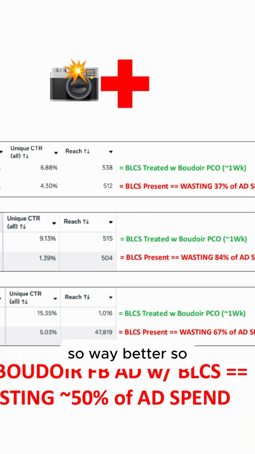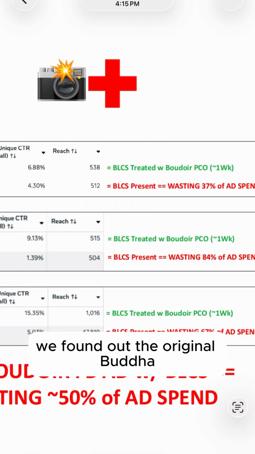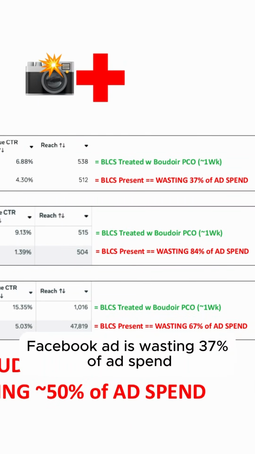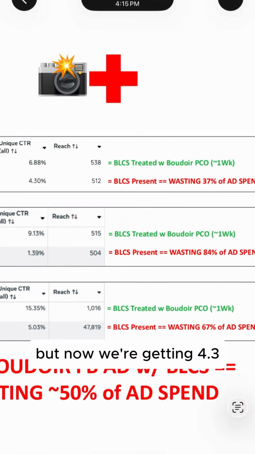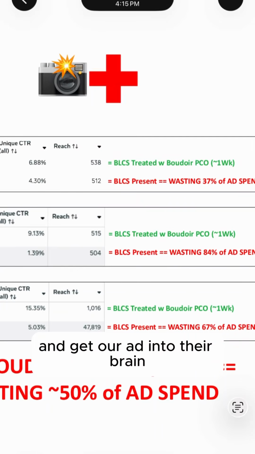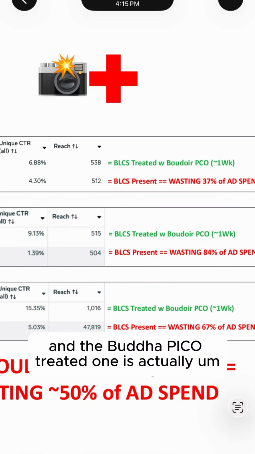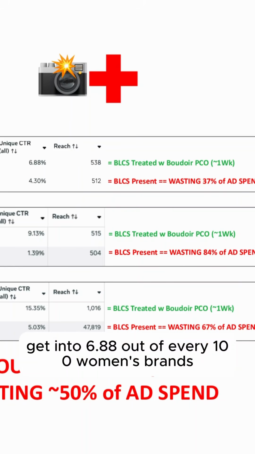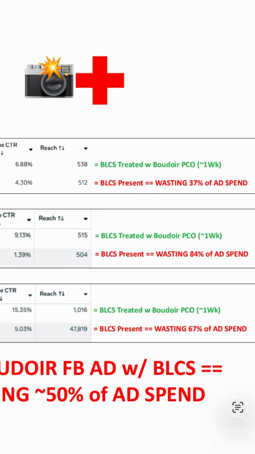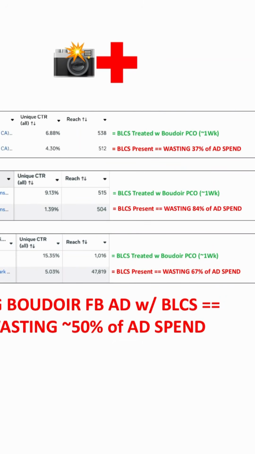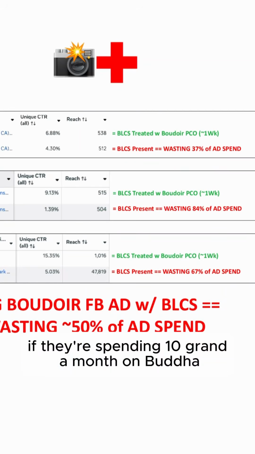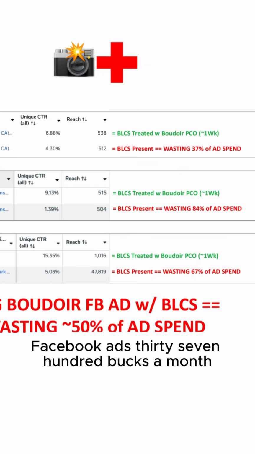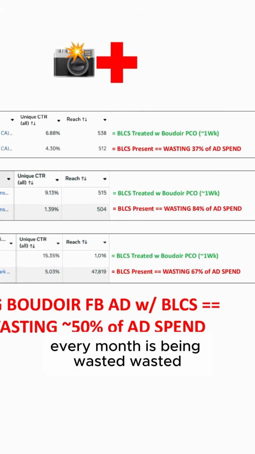So way better. We found out the original Boudoir Facebook ad is wasting 37% of ad spend by only getting 4.3 out of 100 women to click somewhere on it and get our ad into their brain. And the Boudoir Pico treated one is actually getting to 6.88 out of every 100 women's brains. So if they're spending 10 grand a month on Boudoir Facebook ads, $3,700 a month, every month, is being wasted.